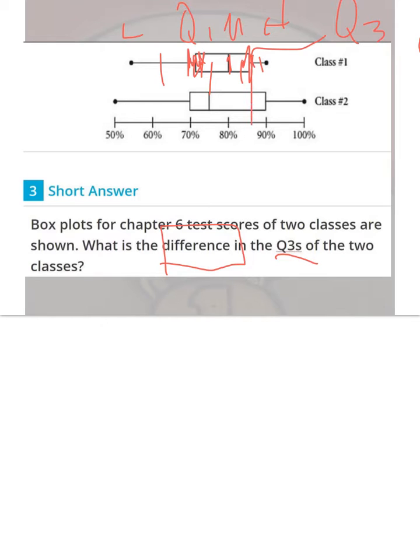So Q3, if I trace this down, looks to me for class 2 to be about, I would say, 87%. If we want to know the difference, well, Q3 for class 1 would be right there. Looks like it's about 90, so we can subtract those. 90 minus 87 would be 3%. So our answer in this case would be 3%.